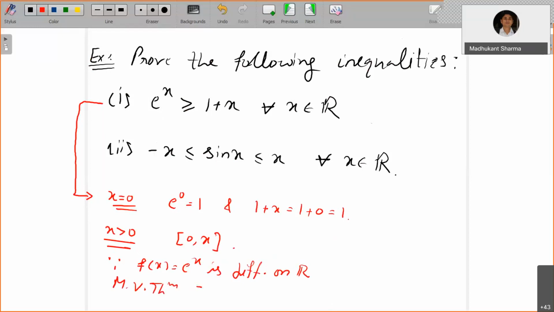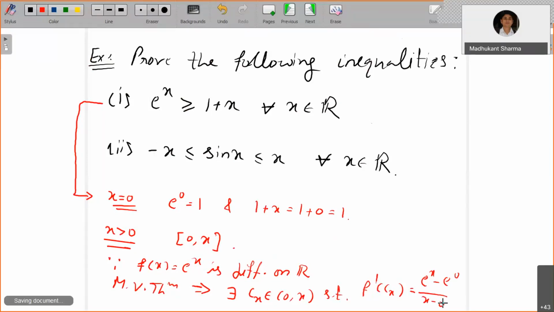implies there exists some c, which certainly depends on x, in the interval 0 to x, such that f dash of c_x is equal to e to the power x minus e to the power 0, divided by x minus 0. Right? Now how will you follow the result from here?